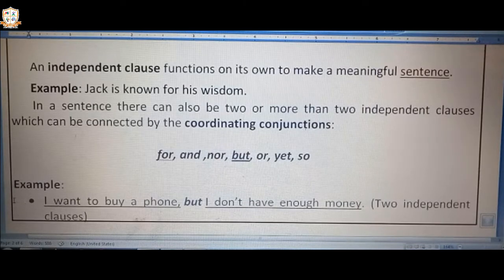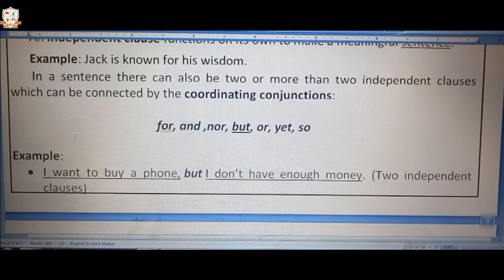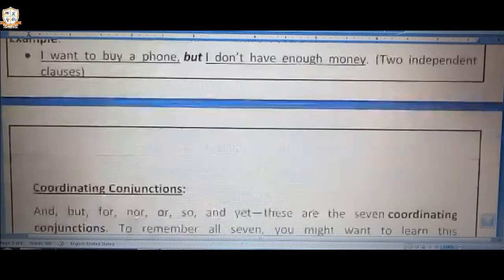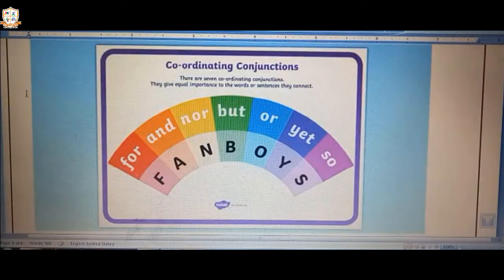In a sentence, there can also be two or more than two independent clauses which can be connected by the coordinating conjunctions. So here is the importance of knowing coordinating conjunctions if you have to relate two independent clauses in a sentence. What are those? Here are given 7: for, and, nor, but, or, yet, so. You have to remember these 7 coordinating conjunctions by this acronym FANBOYS, as F stands for for, A stands for and, N stands for nor, and this way.